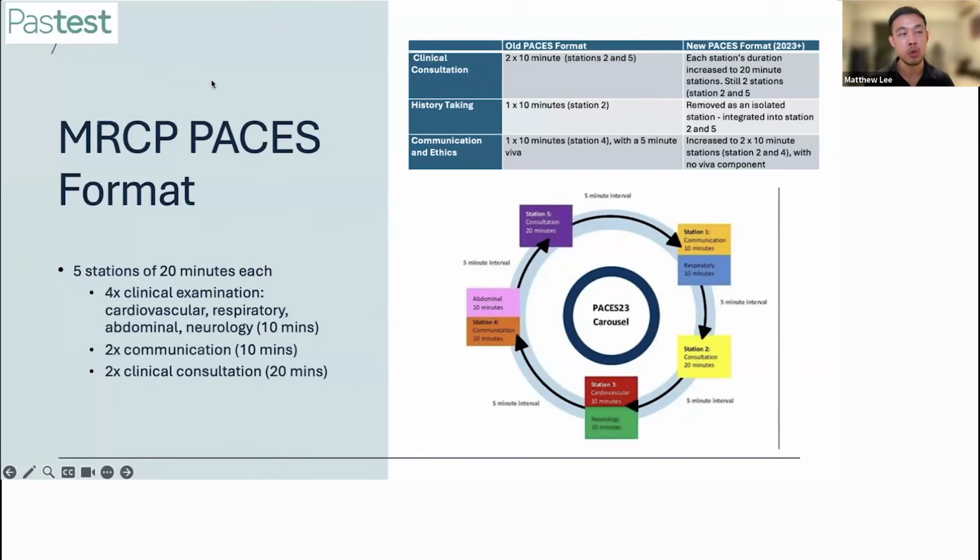And the history station, which previously was its own station, has been removed in its entirety and has been integrated into the consultation station. Some people prefer it, some people don't. I think it's a change that reflects real world practice, because as medical doctors, we are commonly in clinic, and the clinical consultation is more reflective of a real clinic consultation rather than them being isolated.